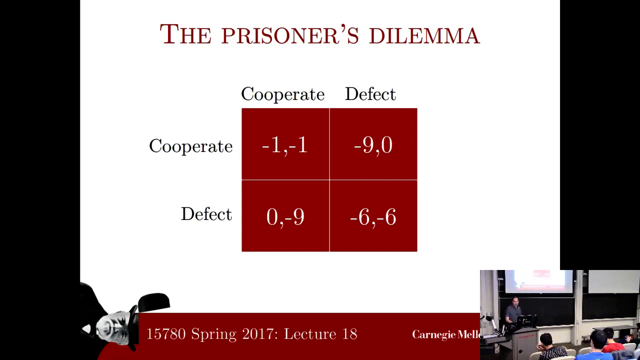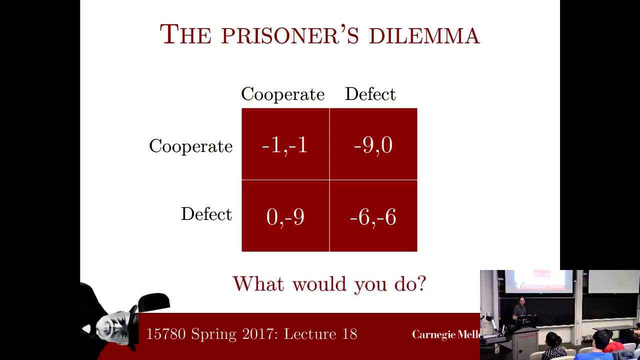So we're saying, if both of them don't rat out, both cooperate, they both get 1 year in prison. If one of them cooperates and the other defects, the one who defected goes free, the one who cooperated gets 9 years in prison. So this is cooperate with the other player, not with the police. And if they both defect, so they both rat out each other, they both get 6 years in prison. Okay, so that's the game.